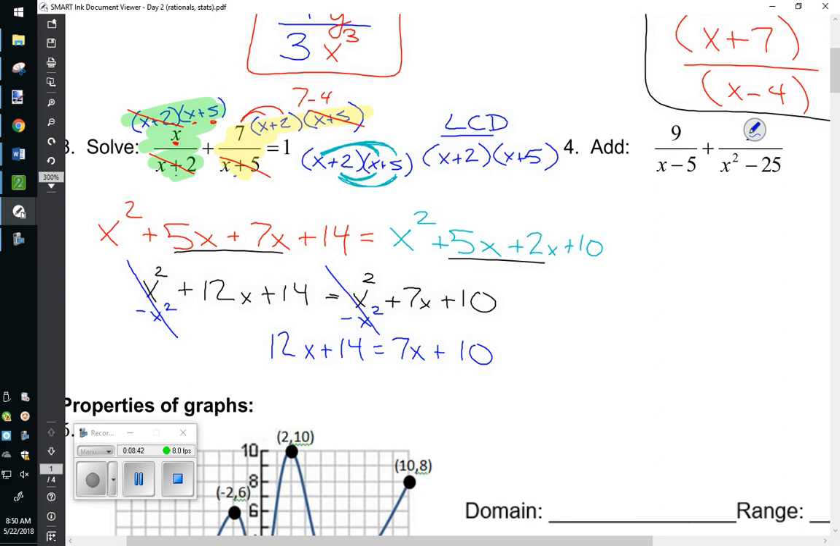Now it's Algebra 1. Subtract 7x from both sides. And I'm going to go ahead and subtract the 14 from both sides. So I get 5x equals negative 4. Divide by 5, divide by 5. That's my final answer, negative 4/5. Again, I'm telling you, that is by far one of the more challenging questions we've dealt with all year, and it's on that final, so make sure we understand what's going on.